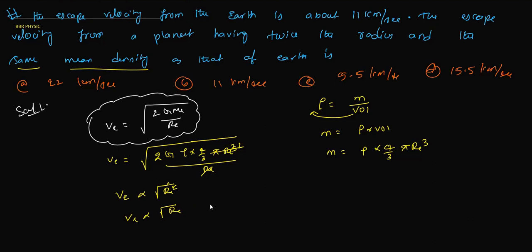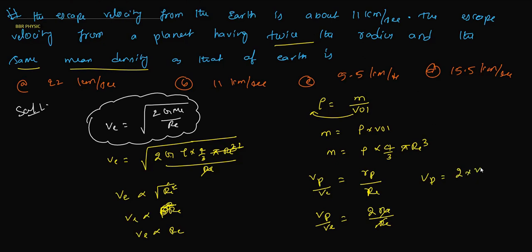So now you need to calculate for the planet. If you want to write the planet ratios, V planet to V Earth, since the square and root cancel, V is directly proportional to RE. So V planet to V Earth can be written as R planet to R Earth. The planet's radius is twice, so 2 RE divided by RE. One RE will get cancelled, meaning VP equals 2 times VE.